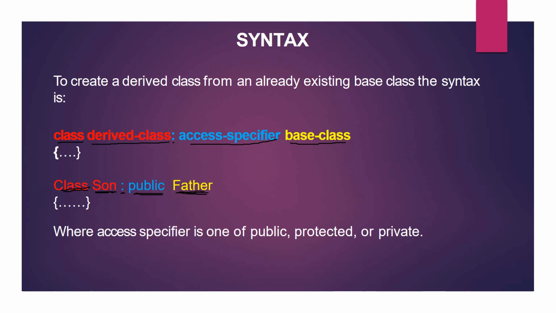Here, what is the name of the derived class? Son is the derived class and Father is the base class, where our access specifier is one of public, protected or private. We can give any one of these three specifiers for the base class. And this is the syntax for how we create inheritance.